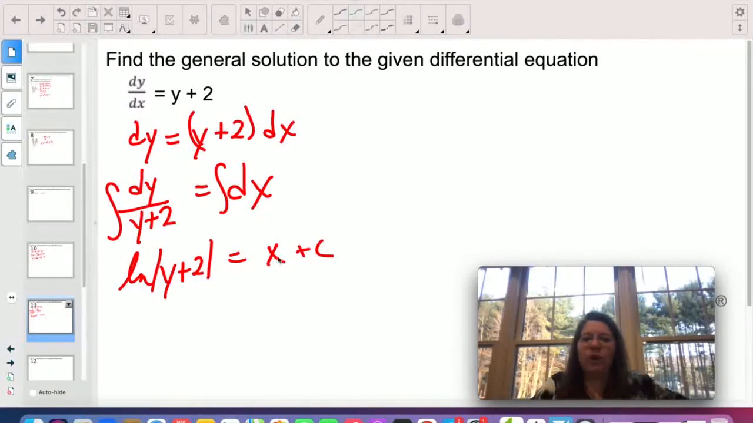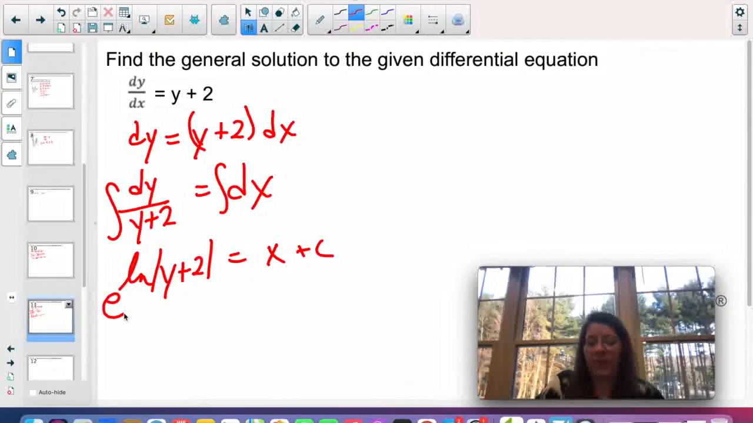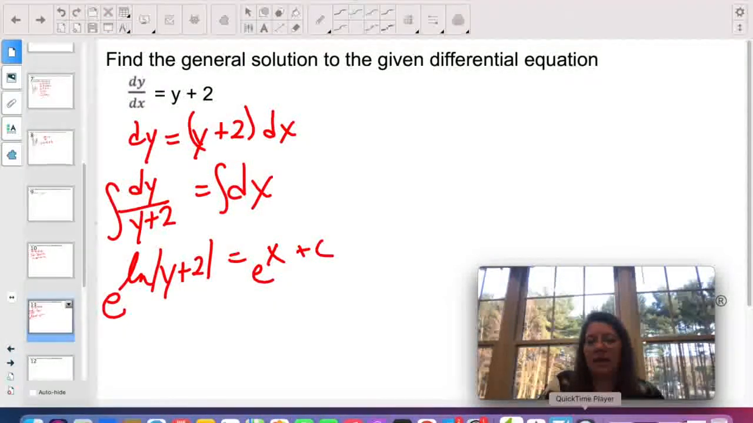And now, if we're getting the general solution, don't I need to get y by itself? So if you think about that, in order to get y by itself, I'm going to have to get rid of this natural log. So think back to your Algebra 2. How do you get rid of a natural log? Hopefully you're saying we'll put an e in front. So I'm going to put an e in front of both of these. I've got e to the natural log of the absolute value of y plus 2 equals e to the x plus c.